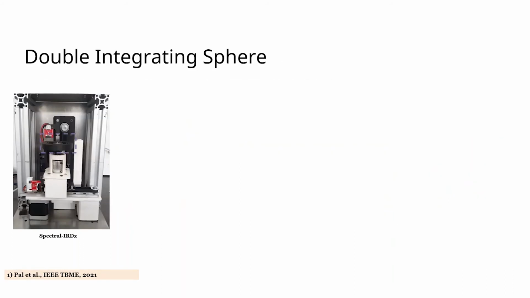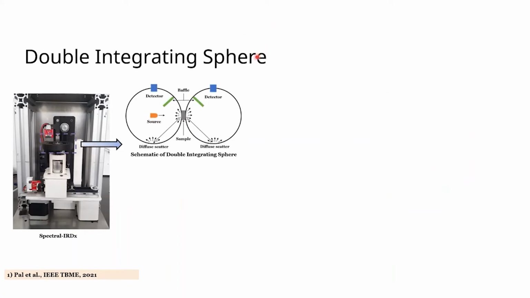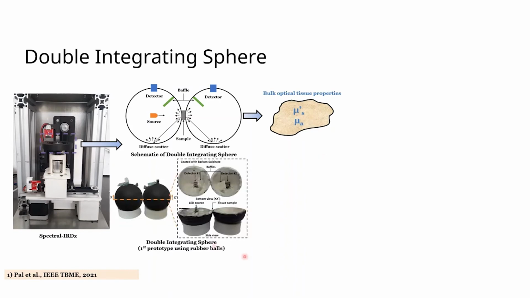The next step was to quantify the optical properties of the tissues. So we used the double integrating sphere where the source of the light could be continuous wave. This is how the schematic looks. The source LED is incident over the sample tissue over here, which backscatters as well as forward scatters the light. Backscattered light is detected by detector number 1, and the forward scattered light is detected by detector number 2. With these detected voltages, we can back calculate the scattering coefficient and the absorption coefficient by solving the inverse problem.